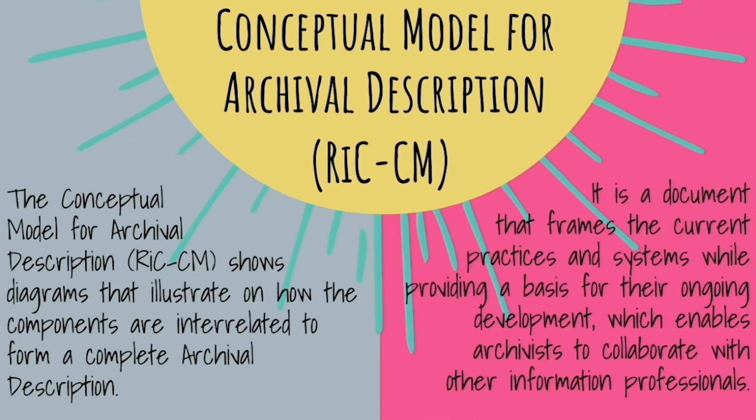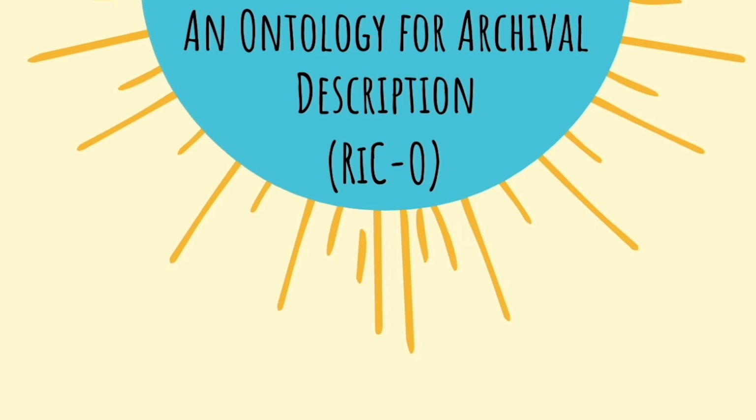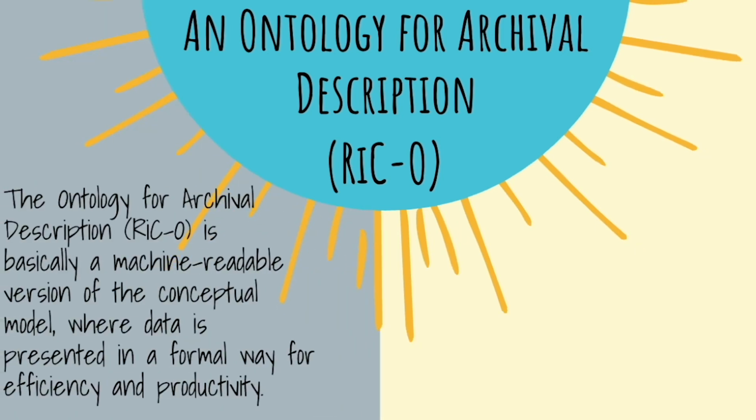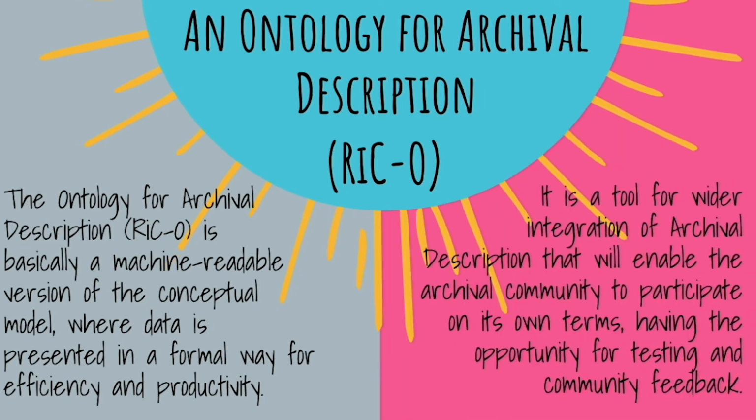It is a document that frames the current practices and systems while providing a basis for their ongoing development, which enables archivists to collaborate with other information professionals. While, on the other hand, an Ontology for Archival Description, or RiC-O, is basically a machine-readable and formal version of the conceptual model. It is a tool for wider integration of archival description that will enable the archival community to participate on its own terms, having the opportunity for testing and community feedback.